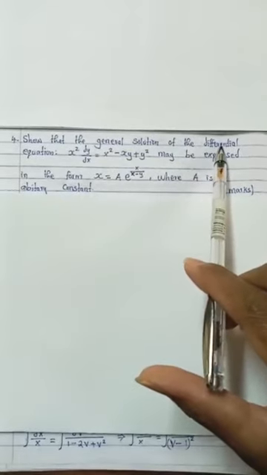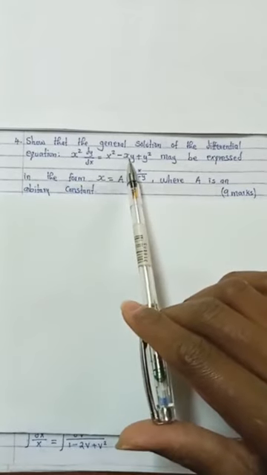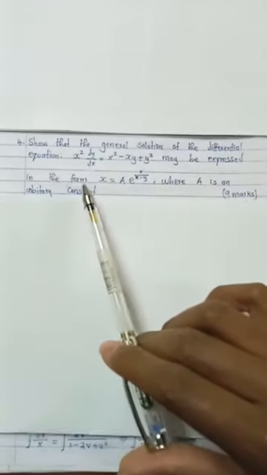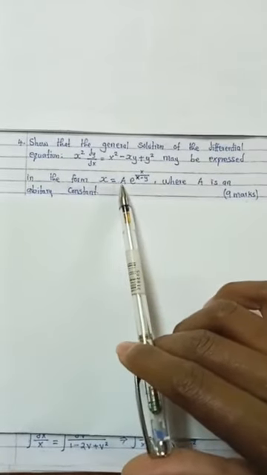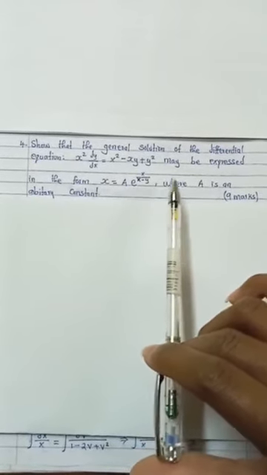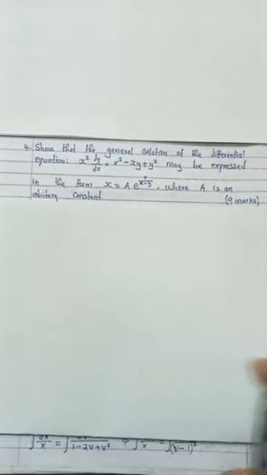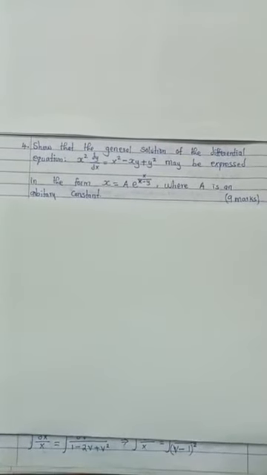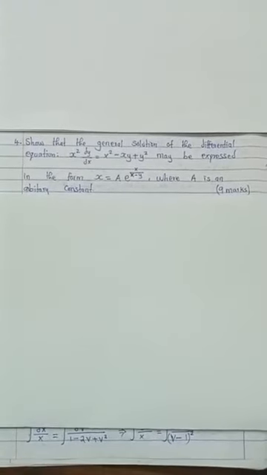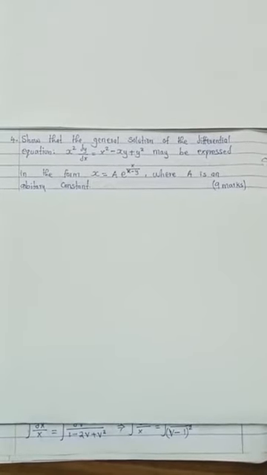Show that the general solution of a differential equation, that is x squared dy/dx equals x squared minus xy plus y squared, may be expressed in the form x equals a exponential of x over x minus y, where a is an arbitrary constant. So in this question, it's a differential equation, and this one is a first order homogeneous differential equation.